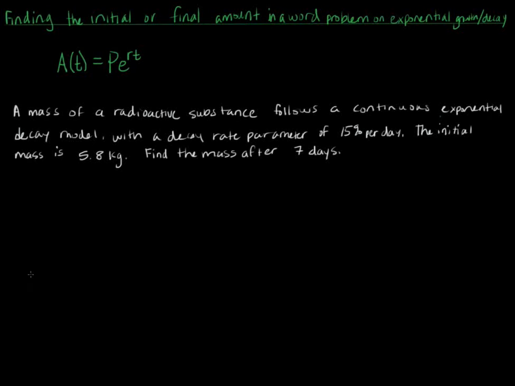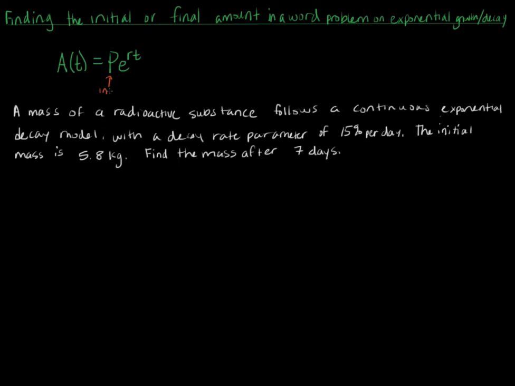In this video, I want to talk about how to find the initial or final amount in a word problem on exponential growth or decay. All of these problems actually deal with continuous exponential growth or decay, and so the model function that we can use is that the amount as a function of time is equal to P, which is the initial amount, or it's like the principal in money, but whatever the initial amount is, times e to the rt.